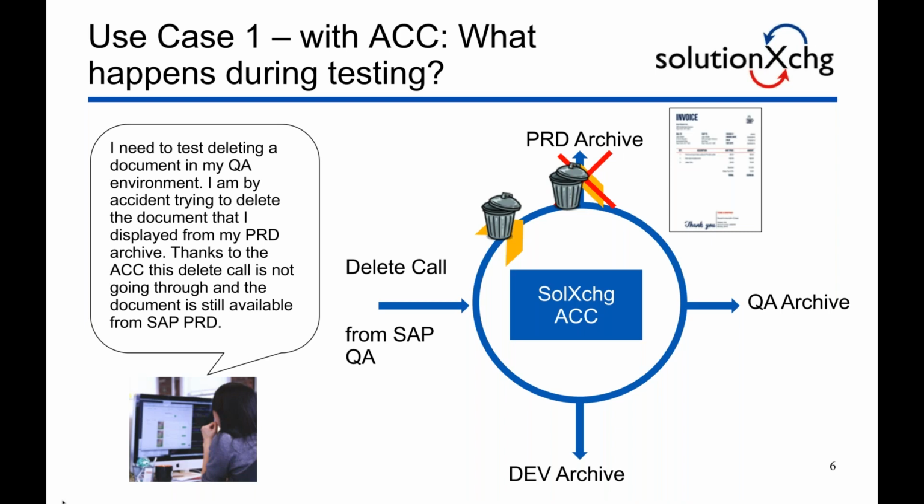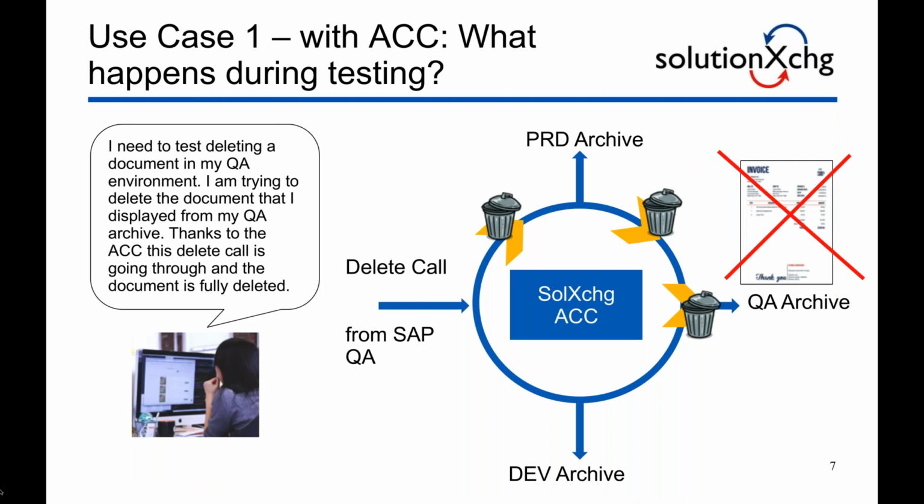In some cases, we also have the requirement from customers that they would like to... hang on, I'm sorry, I was jumping ahead of the slides. But when they're actually deleting a document from QA, obviously that delete request will go through, and that document on the QA archive that they had freshly created in QA will actually also get deleted if they have the permissions accordingly in SAP.